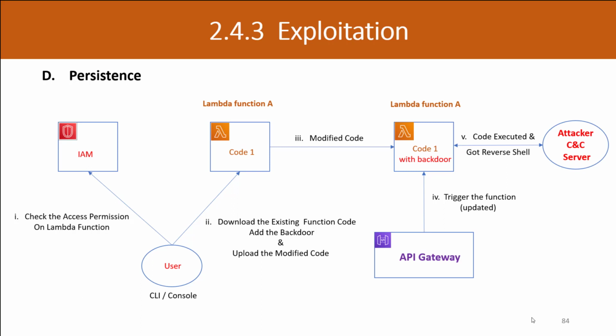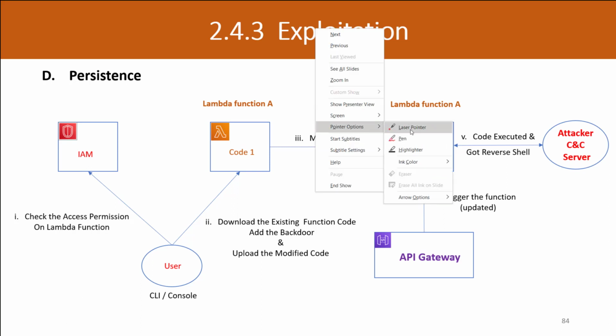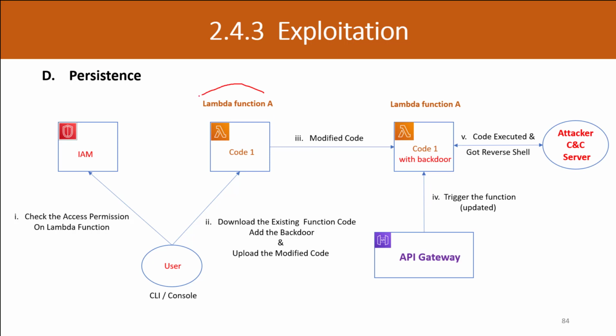So you can see here in this diagram, suppose we have one Lambda function, and some code is already there. The code depends on the functionality of the particular function. Now suppose you compromised a user and this user has sufficient rights on these Lambda functions. So this user can update the code, and this user can invoke the functions.